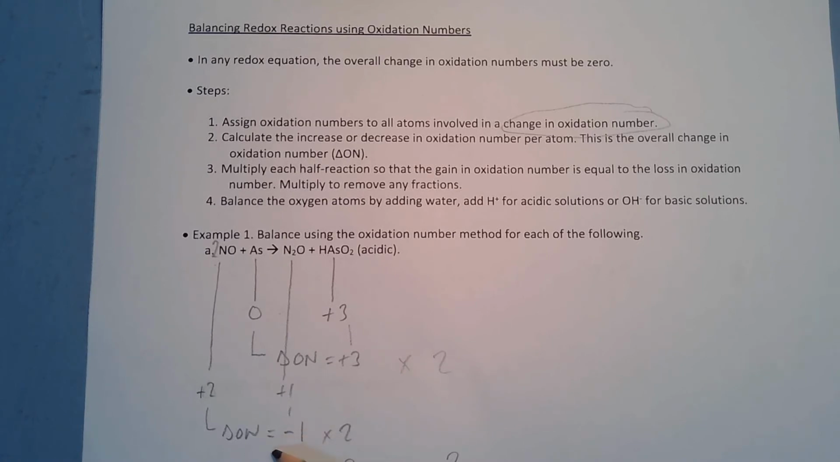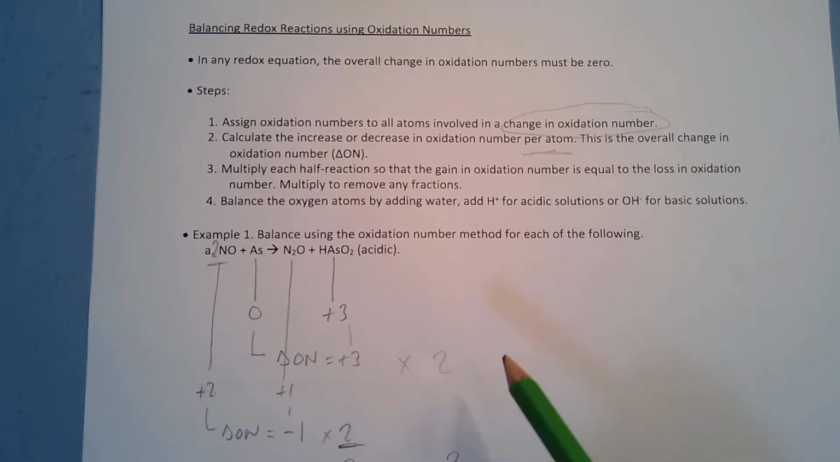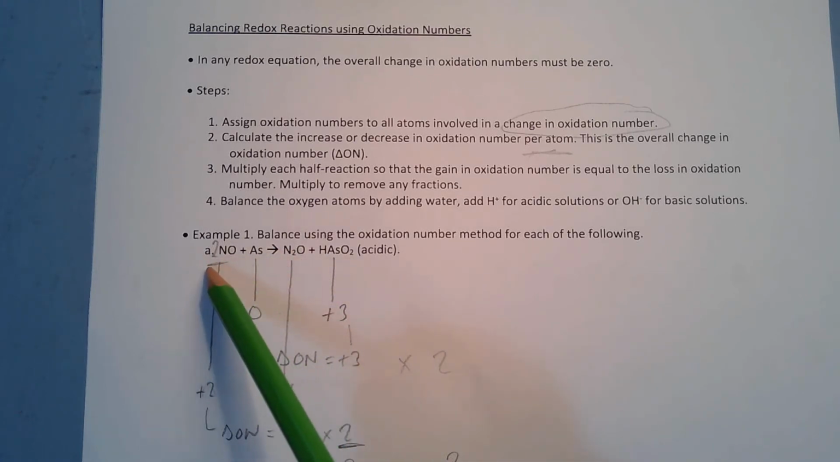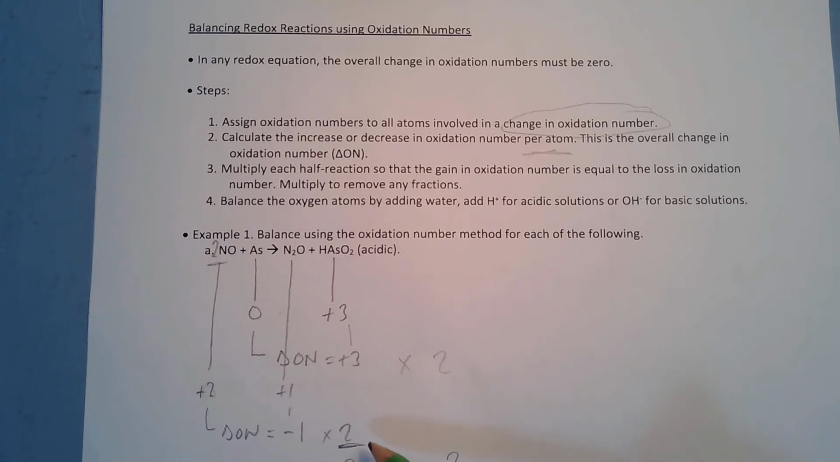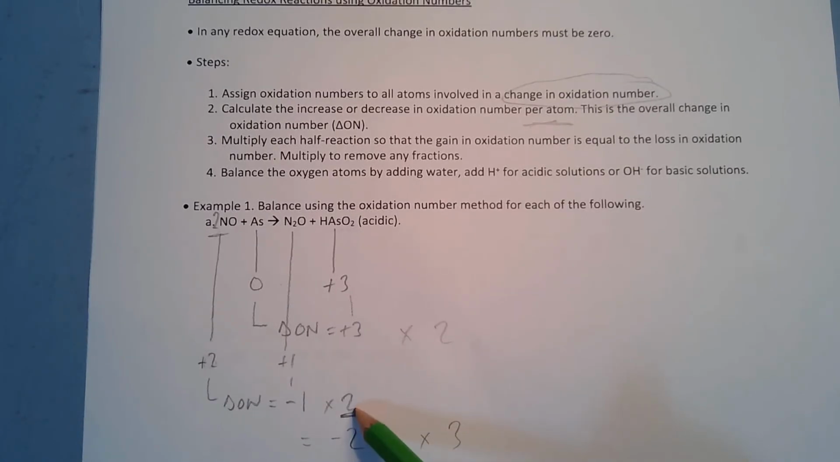So when you do this, you should always be finding that one goes up and one goes down. Now, this 2 here is accounted for by this 2 over here. Okay, so that's what we mean by the change in oxidation number per atom. So that's why we multiply this by 2, because we had to put a 2 over here. So now this one has a change in oxidation number of -2, because we multiplied by 2, and this one over here is +3.